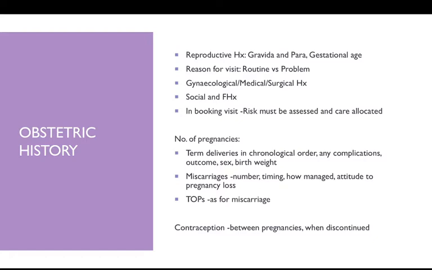In the reproductive history, you would also ask about contraception, so if they have used any contraception in the past or when they stopped using it. In an obstetric history as well, because the patient is obviously pregnant, it's important to find out the gestational age, so how far along they are. You could work this out from the last menstrual period, and then from that you could work out their estimated due date.